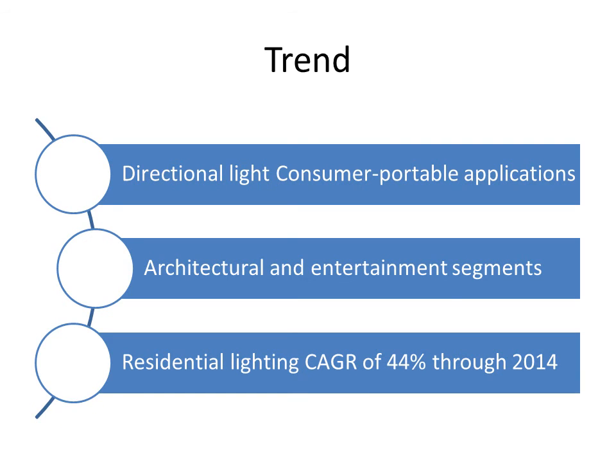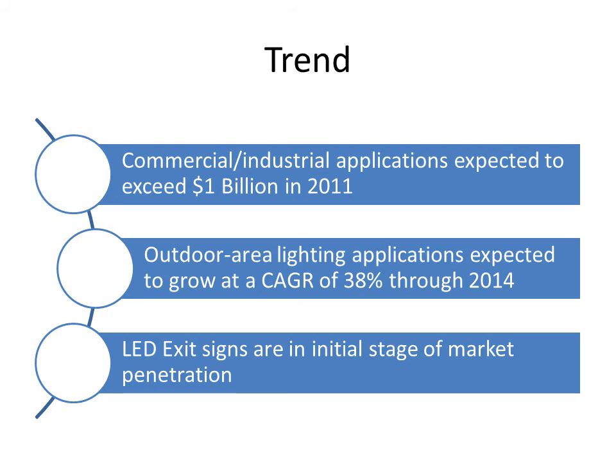So what trends will be driving this growth? Currently, the largest driving force of LED fixtures is from consumer portable applications. Residential lighting is expected to be the fastest growing segment of the market in the next 5 years. The commercial industry segments are also attractive to generate revenue of $1 billion. Outdoor area lighting like street lights and traffic lights are expected to grow at a CAGR of 38%.